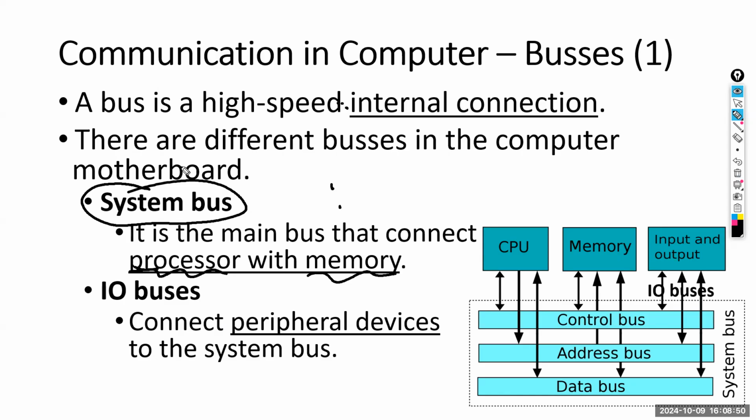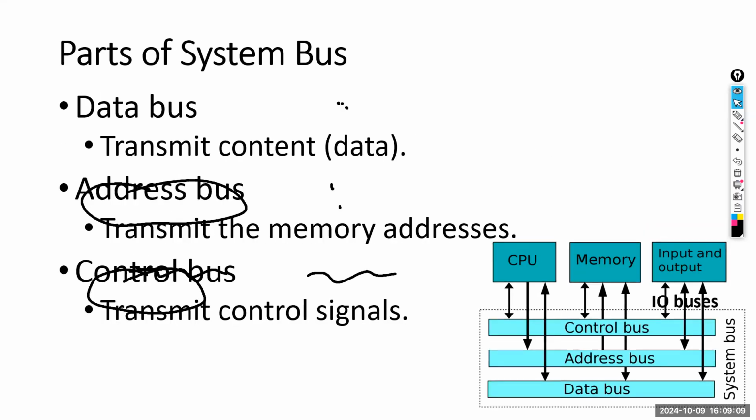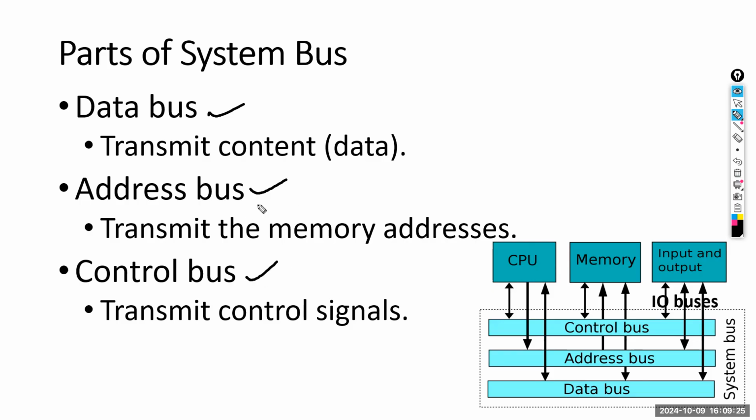Then, of course, in order to communicate with peripheral devices like input devices, output devices, secondary storage, you have the input-output buses. Okay. So what is a bus? A communication line internally. As I told you, you can look at the system bus as consisting of 3 sub buses: data bus, address bus, control bus.